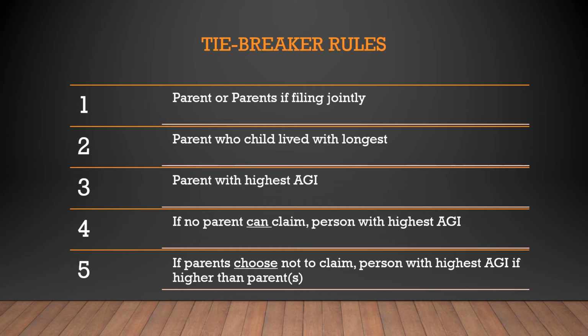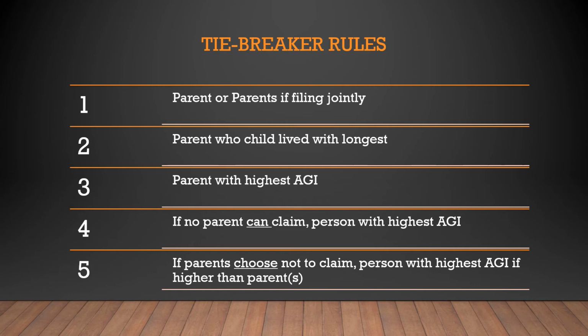That child would be a dependent of whichever relative they lived with over 50% of the year, and if it's between two people, then it would be the person with the highest adjusted gross income. And then finally, if parents choose not to claim the child, then the person with the highest AGI can claim, as long as that adjusted gross income is higher than the parents'.